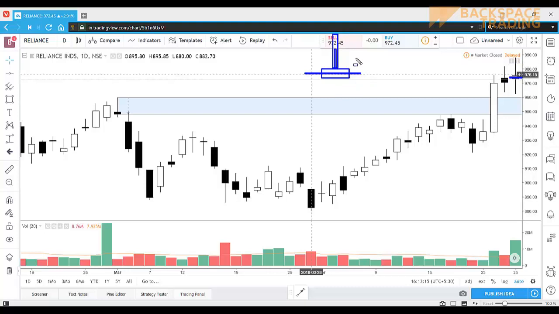It's a shooting star, right? So a doji is a mixture of shooting star and hammer. That comprises a doji. This is applicable only when you see big volume, okay? And that happened over here. Such candles are called high wave candles, and this is a high wave.